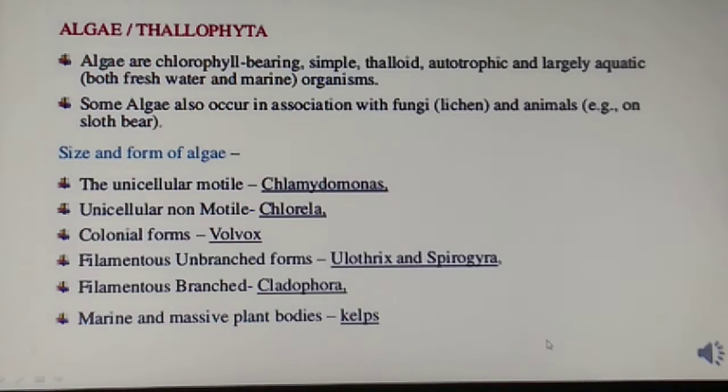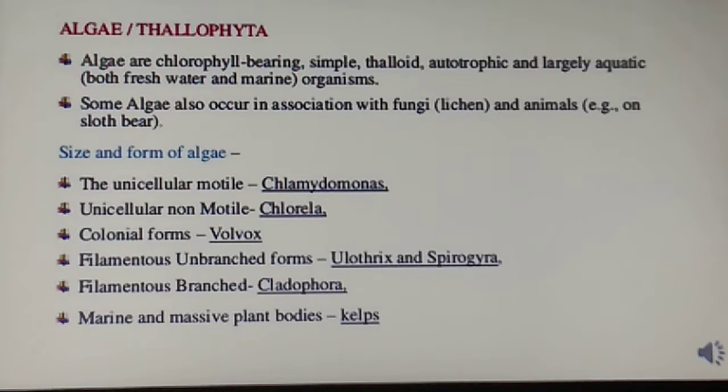Now students, coming on to the algae. Algae are chlorophyll bearing, simple, thalloid, autotrophic and largely aquatic. It means they can live in both fresh water as well as marine. So they occur in a variety of other habitats like moist stone, soils and wood. And some of them also occur in association with fungi as lichen and with animals, for example on sloth bear.